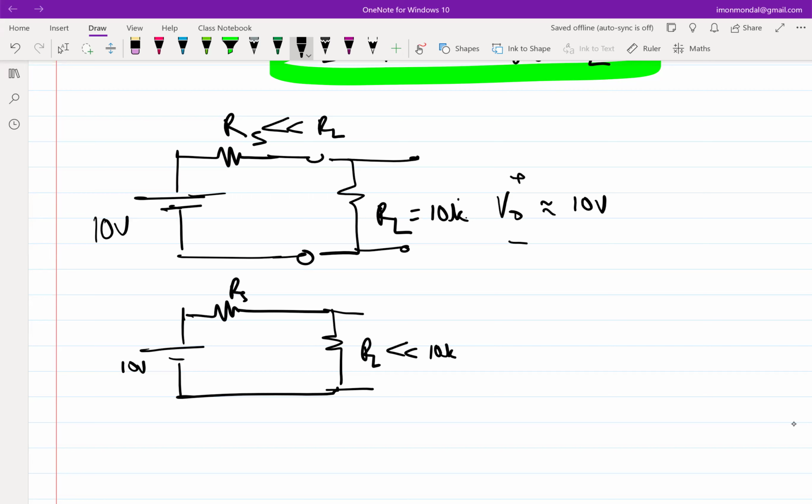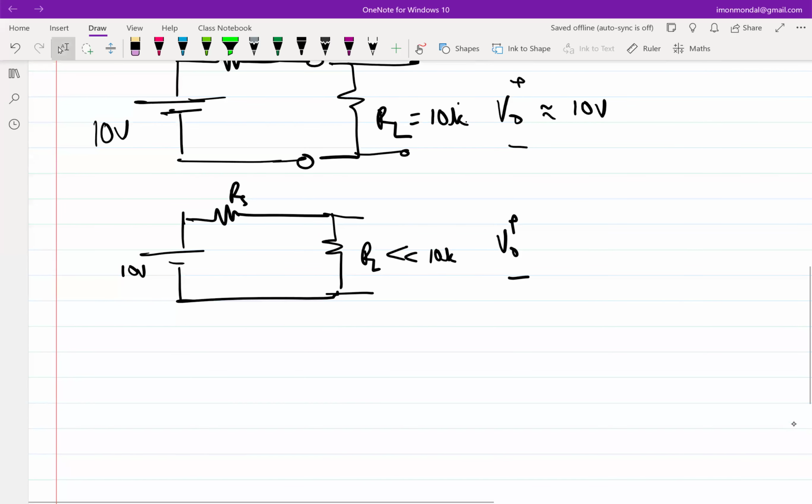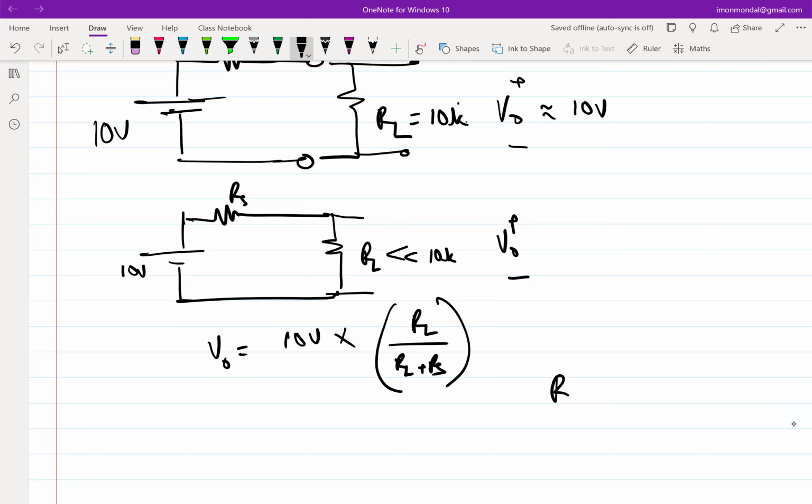Yes, there is a voltage divider, correct? So let's do that. It's simple math. V naught is equal to 10 volt times RL by RL plus RS. Now, if I put the constraint that RL is, let's say, much less than RS, what do we see? Then V naught is approximately equal to 10 volt times RL by RS. Correct?